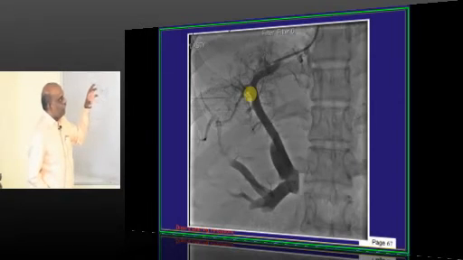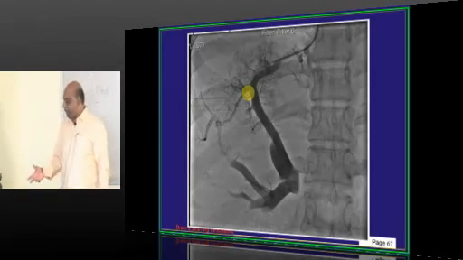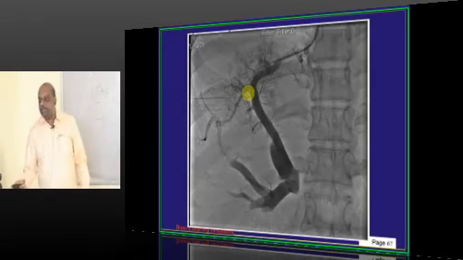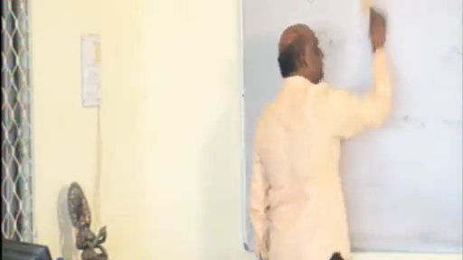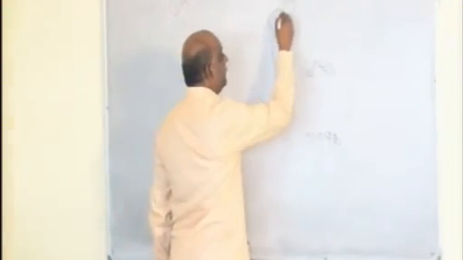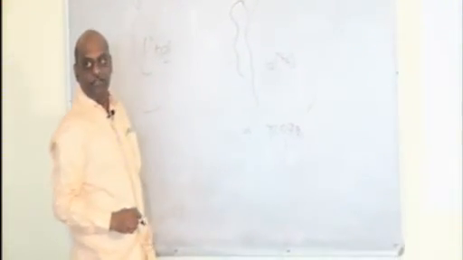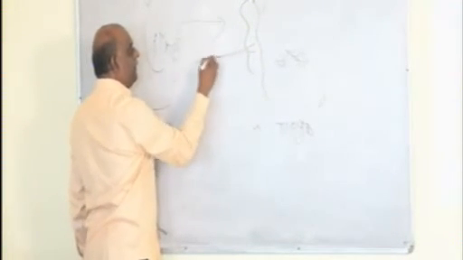Okay, so what is this condition? It is called Budd-Chiari syndrome. Now let me talk about Budd-Chiari syndrome. Can you give me the board? See, you have a gut, small intestine. From the small intestine, blood will go to the liver. What is this called? Portal vein.